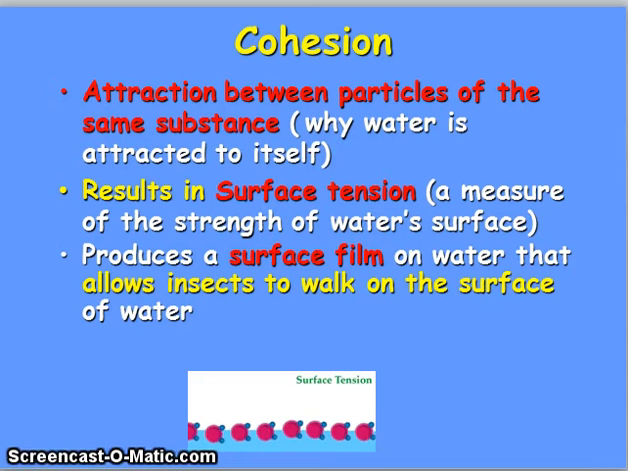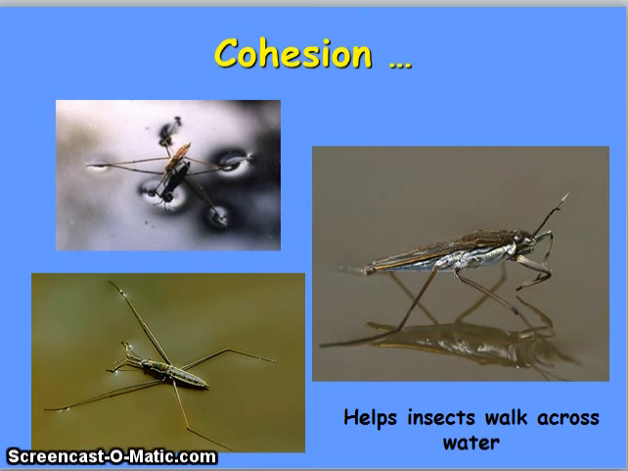So water is attracted to itself, and what happens is you have surface tension. That's the measure of the strength of the water surface, and it produces like a film. That's why different insects can walk on water, and that's why if you dropped water on a table, you would have a little bubble form there.